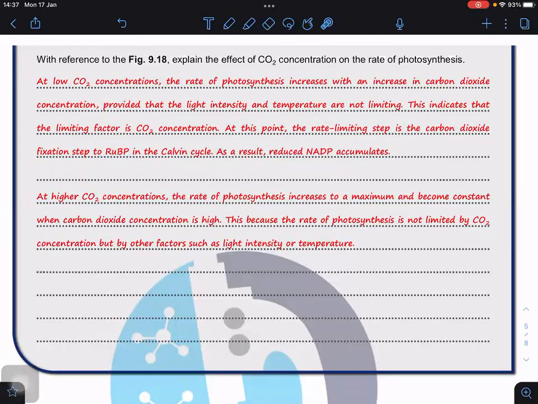Are you clear? But if we increase the concentration of CO2 until a certain moment, we see that the rate reaches the maximum and becomes constant. And we know that carbon dioxide concentration is high, so it no longer acts as a limiting factor. Maybe temperature, maybe light intensity is not suitable, or maybe another factor, for example, the wavelength of the light. Okay.